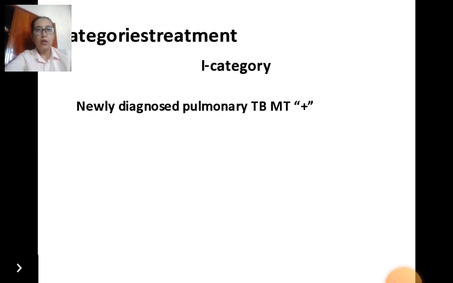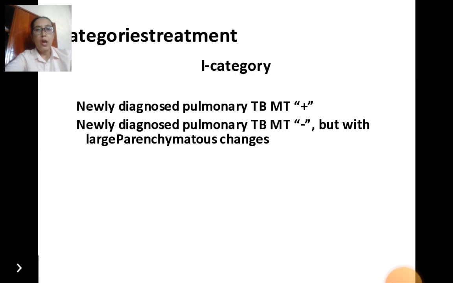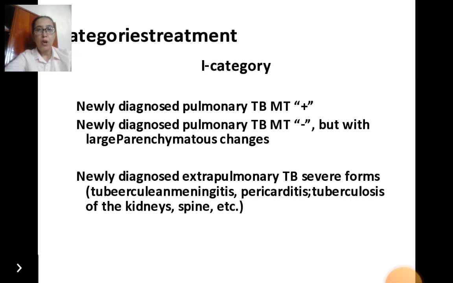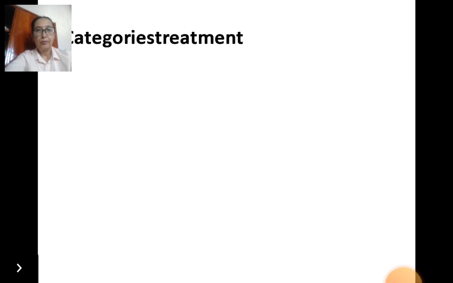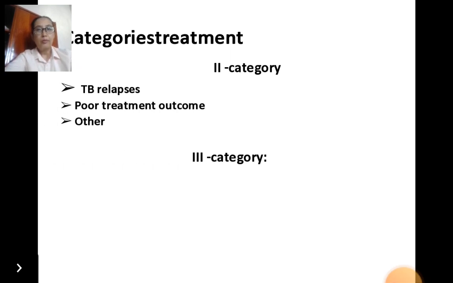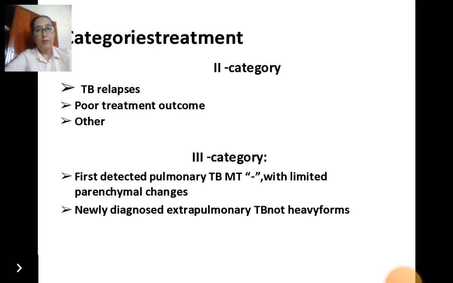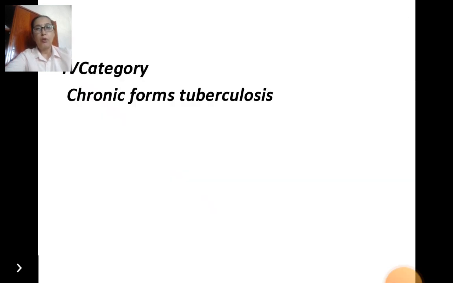Categories of treatment. First category: newly diagnosed pulmonary tuberculosis with excretion of Mycobacterium tuberculosis, called MBT+; newly diagnosed pulmonary tuberculosis, MBT-, but with large parenchymatous changes; newly diagnosed extrapulmonary tuberculosis, severe form, for example, tuberculous meningitis, pericarditis, tuberculosis of kidney, spine, etc. Second category: TB relapse, poor treatment outcomes and others. Third category: first detected pulmonary tuberculosis, MBT-, with limited parenchymal changes; newly diagnosed extrapulmonary tuberculosis, not heavy form. Fourth category: chronic form of tuberculosis.